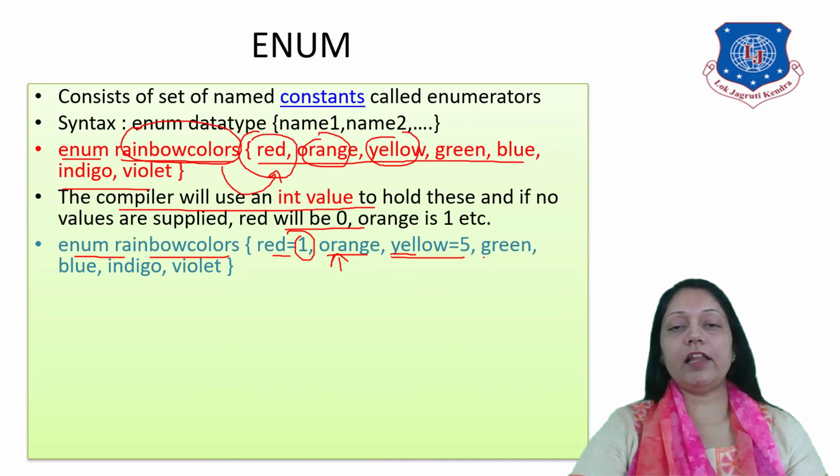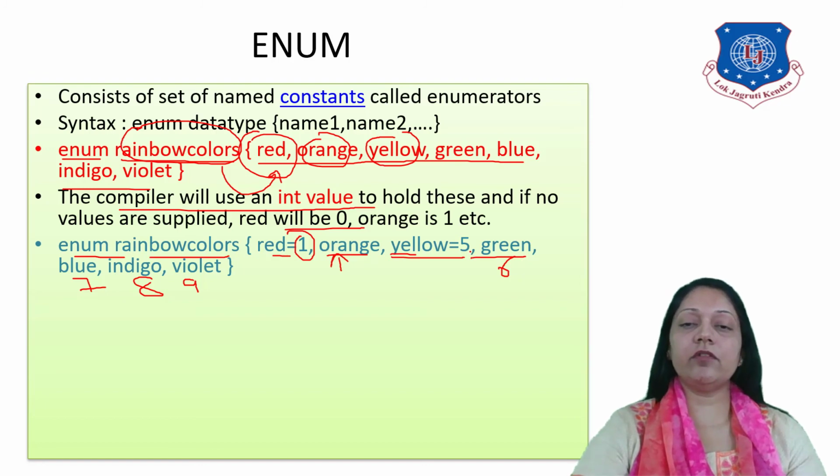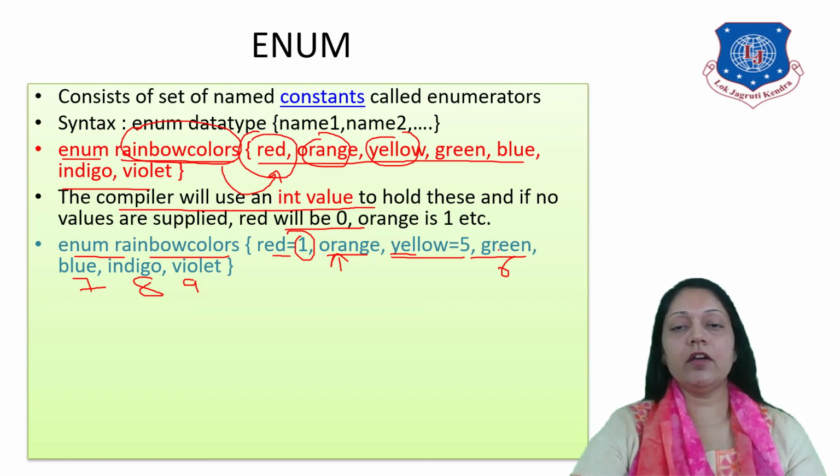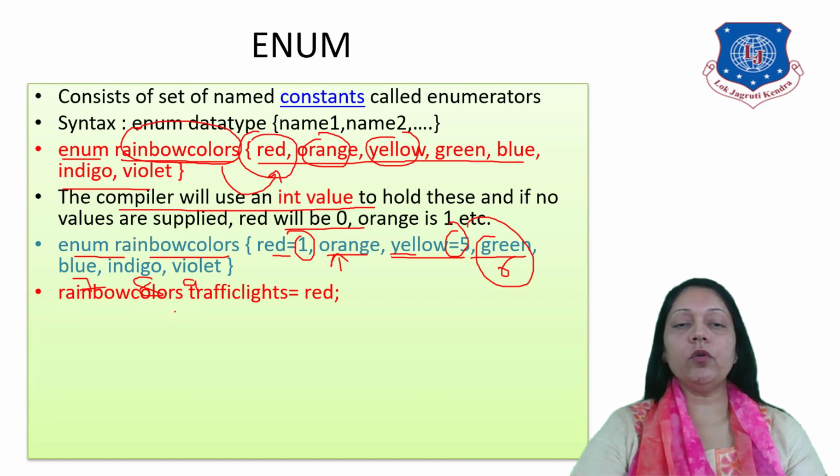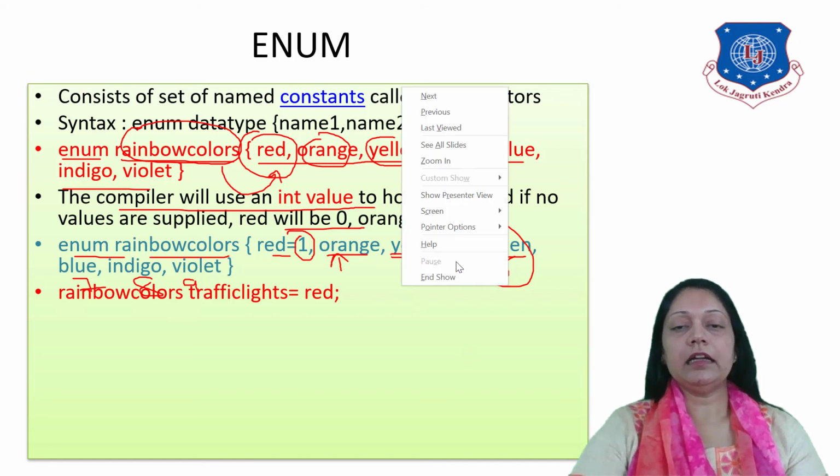Yellow I've given the value 5. So green will have the value 6, blue will have the value 7, indigo will have the value 8 and violet will have the value 9. So whenever you don't give any value to the next named constants, the compiler will automatically take the next higher number from the previous number. Since it is 5, this will be given the number 6 and so on. Now let's see how you are going to use this data type.